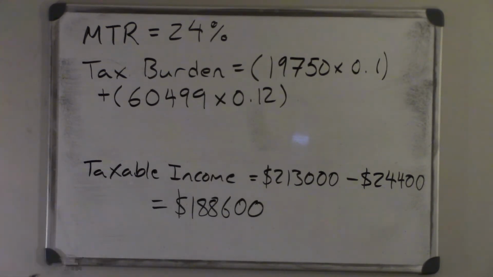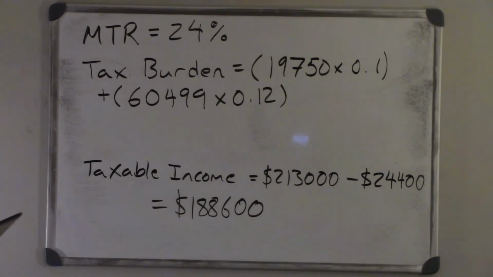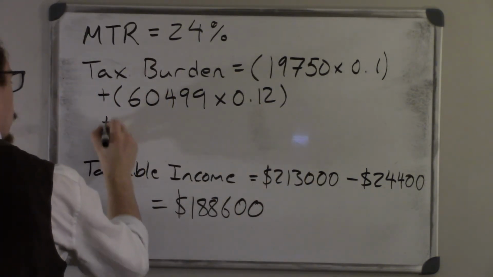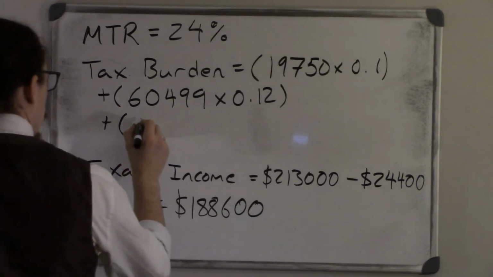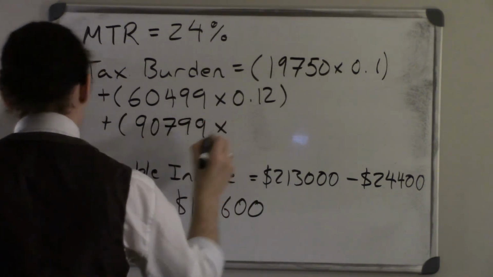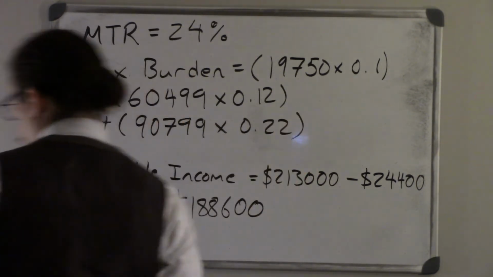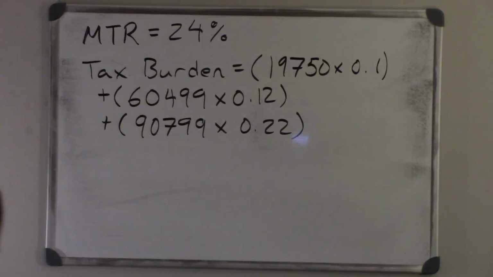Then we move down to the next tax bracket. The upper end on that one is $171,050, so our taxable income surpasses that. So it's the entire thing. I don't think I'm going to fit it in right there. So the amount of money that falls in that tax bracket is $90,799, and that is taxed at a rate of 22%.